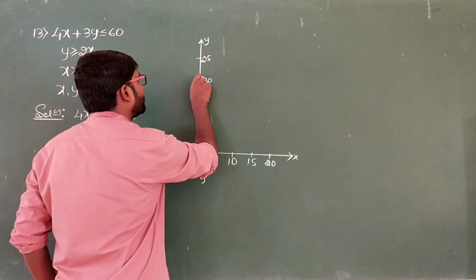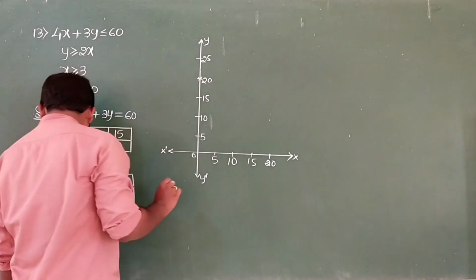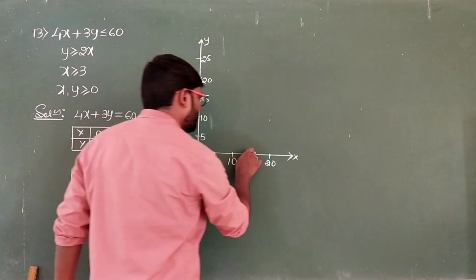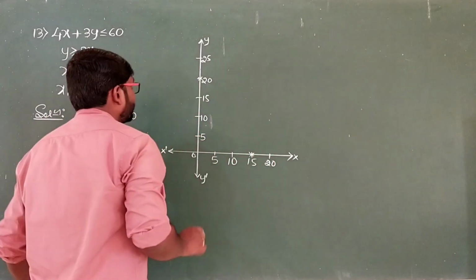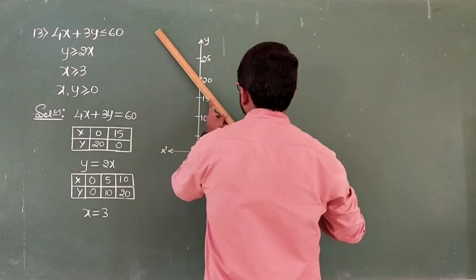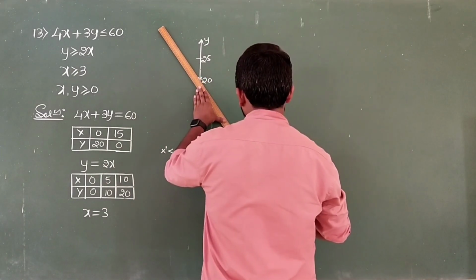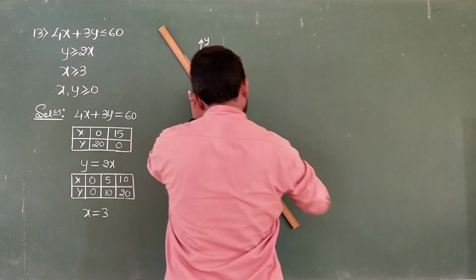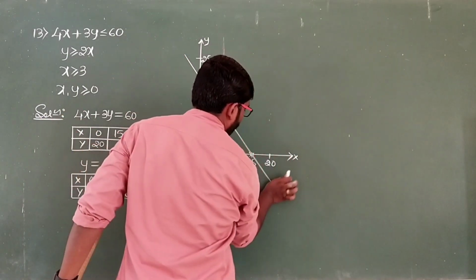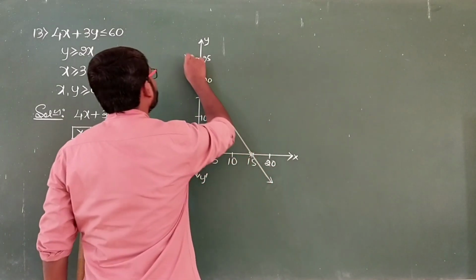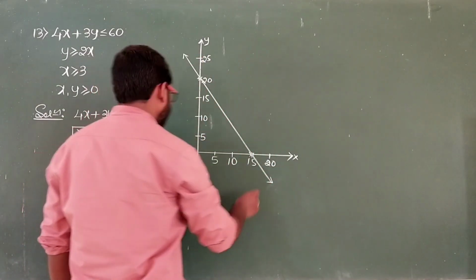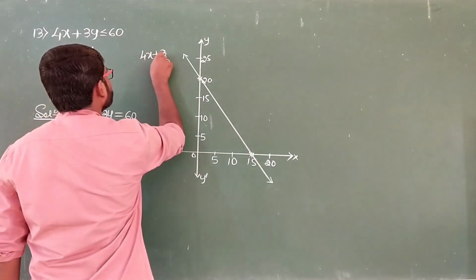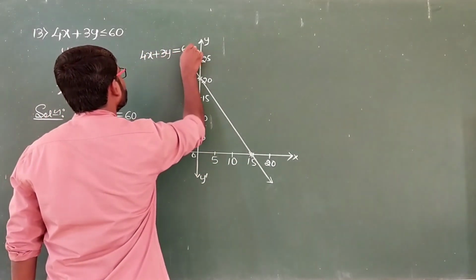See the first table, 0, 20. X is 0, y is 20, it is this point. And then x 15, y 0, it is this point. So join these two with the help of a dark line. Let us join them. So here we have to put the arrow mark on both sides of the line. So the equation is 4x plus 3y equals 60.